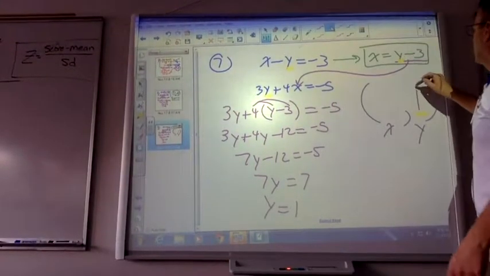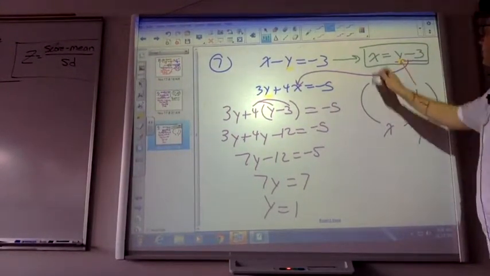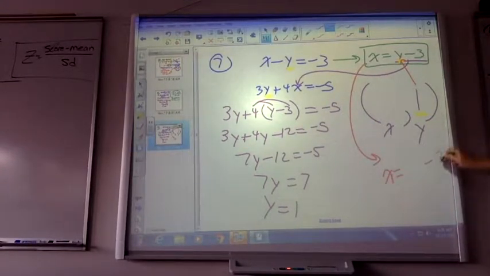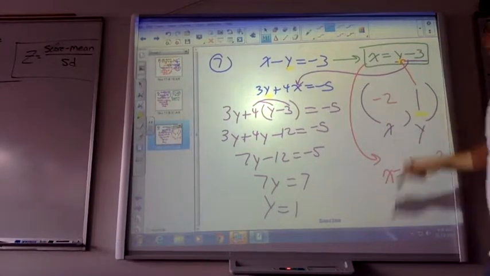So I'm going to plug this right here. So that's going to give me, and we'll just bring this down here so we can write it, x equals blank minus 3. That had been a y right there. Now it's going to be a 1. 1 minus 3 is negative 2. And this is my answer.